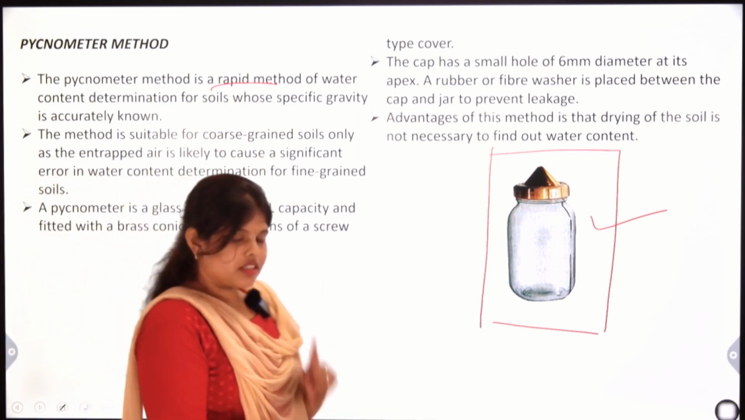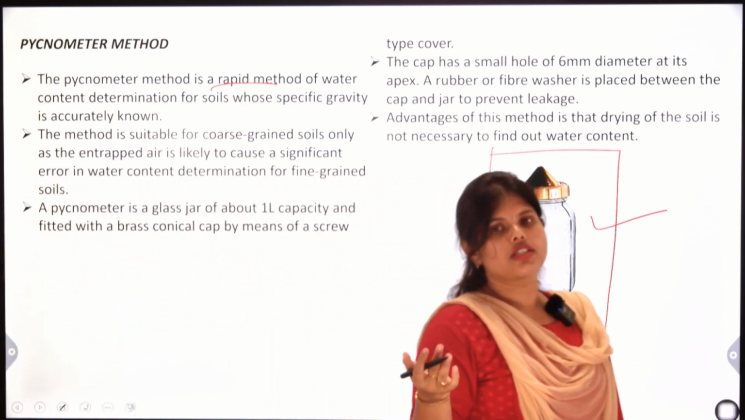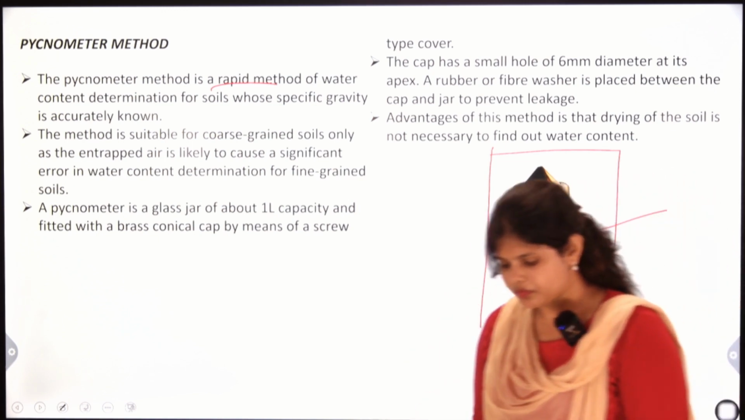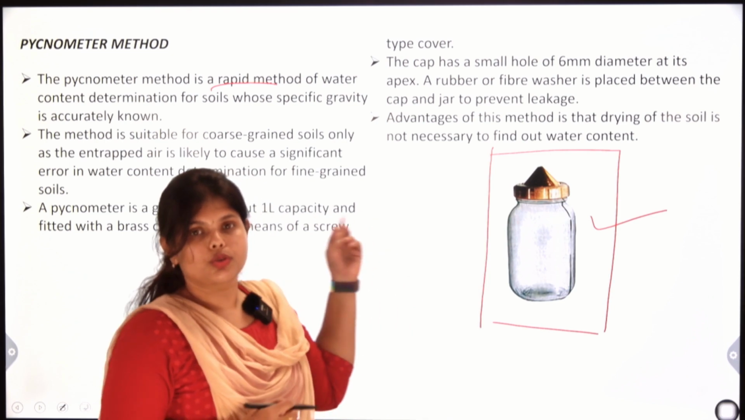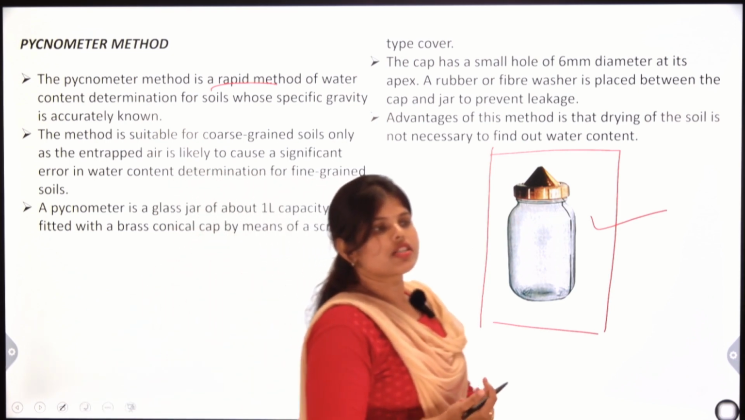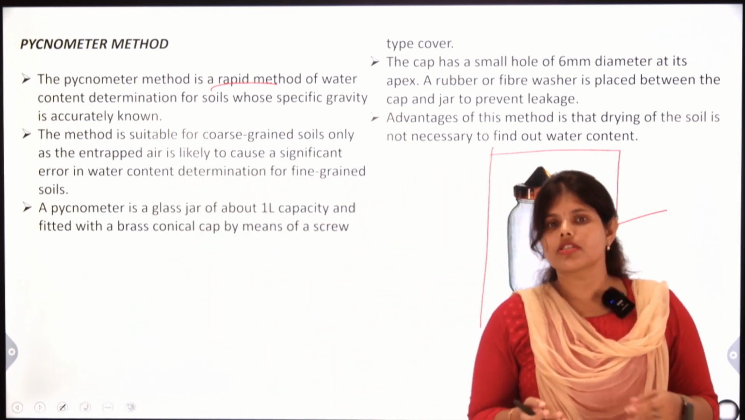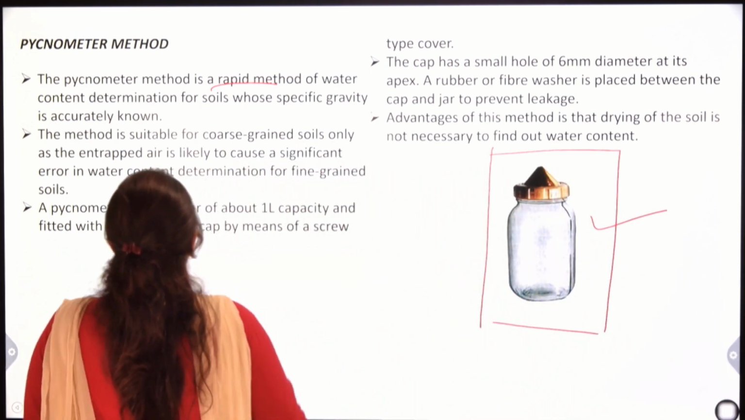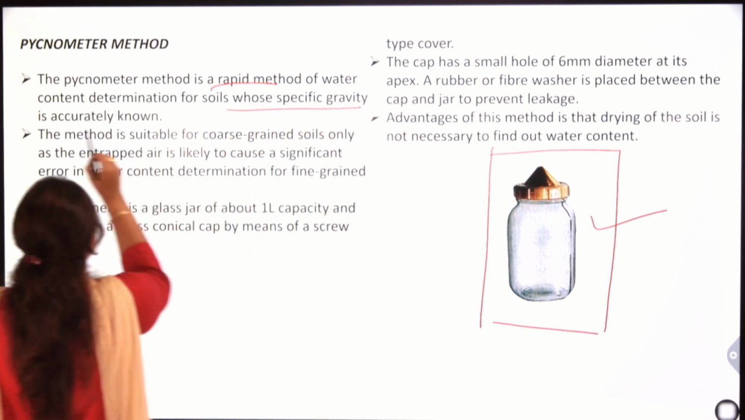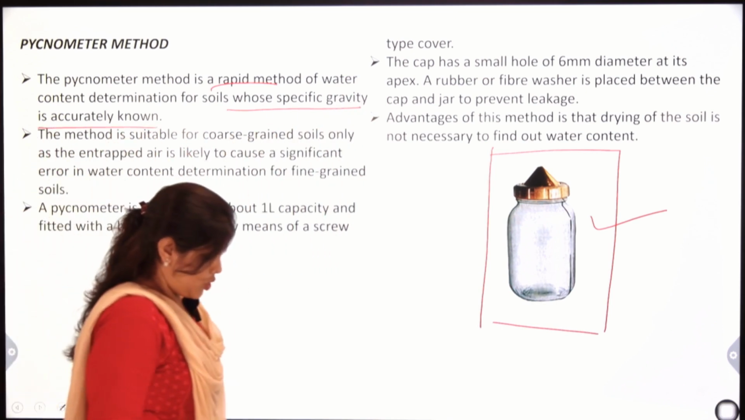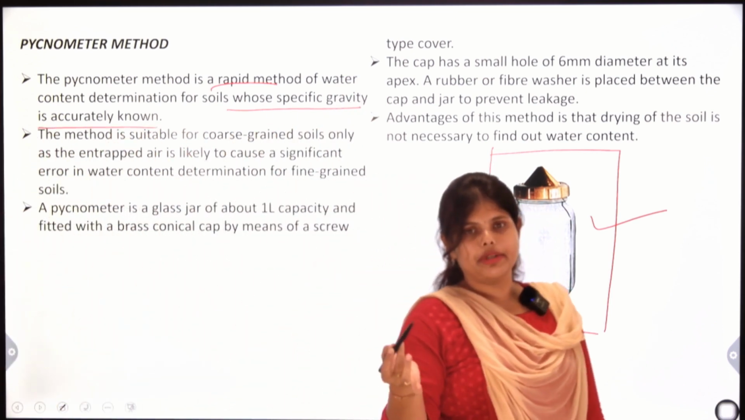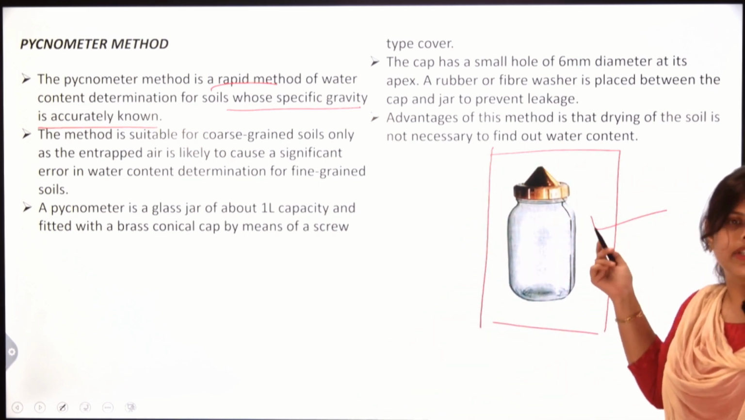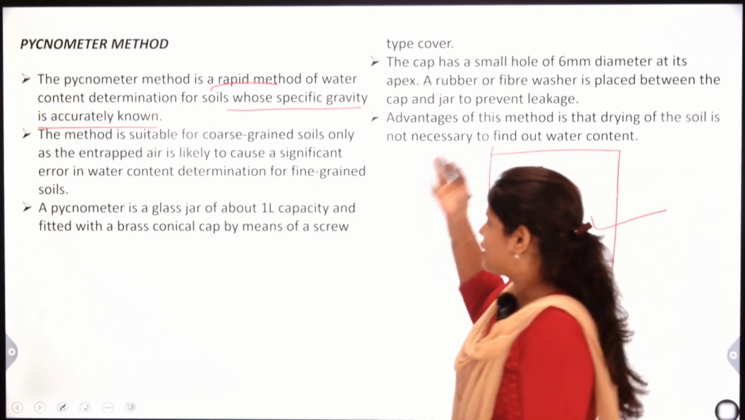Okay. It is the type of method in which we need the specific gravity of the soil sample. In the other two methods, like the oven dry method and Torsion balance method, we don't need any other parameters, but here we need the specific gravity of soil, which must be accurately known. As we have the pycnometer, we can conduct the specific gravity test also. So, it is not the biggest issue here.